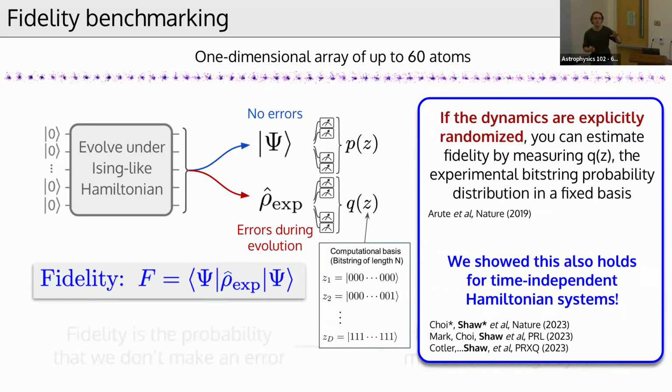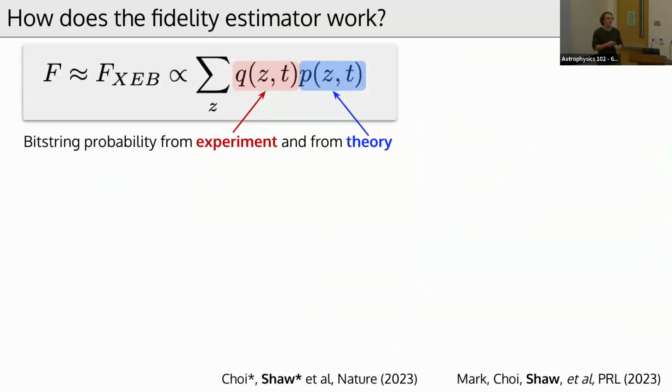So to start, I just want to look at how this looks if your dynamics are randomized. Here's the fidelity estimation formula, which is used in Google's quantum supremacy work. This is the linear cross entropy shown here, which is essentially proportional to the cross correlation between the bit string probability distribution that you measure from the experiment versus the one from the theory. And we can compute this for our Hamiltonian system as well.